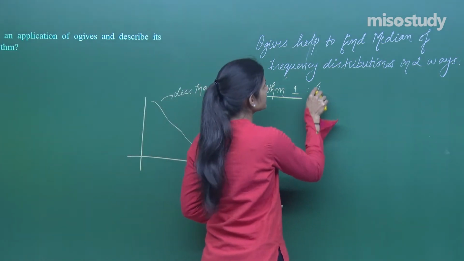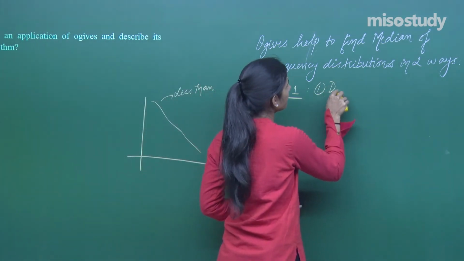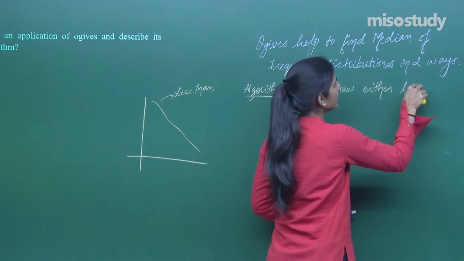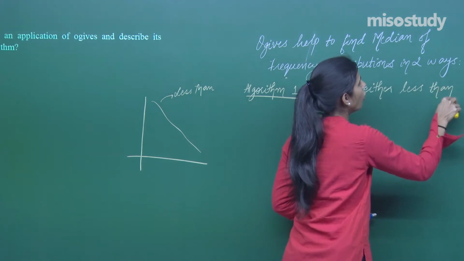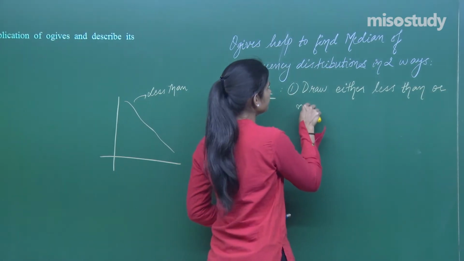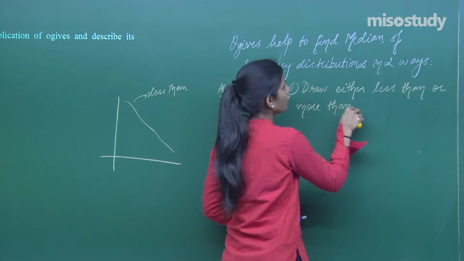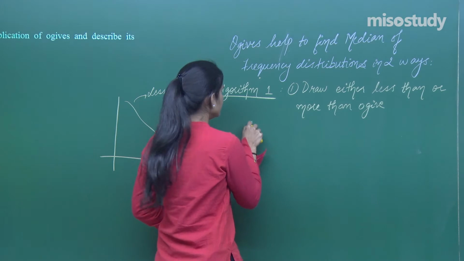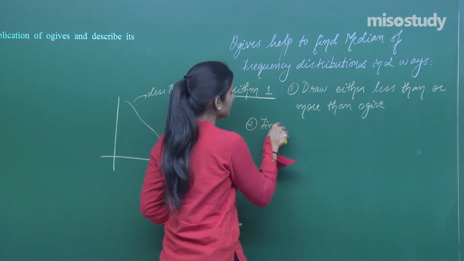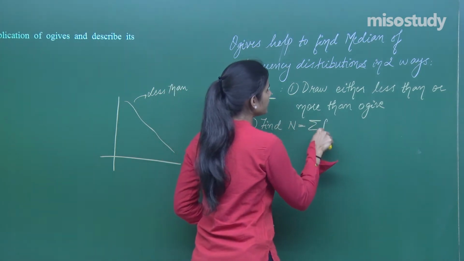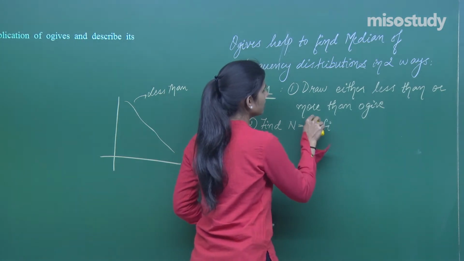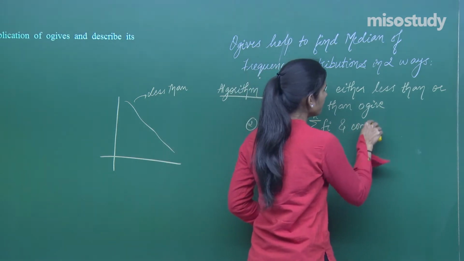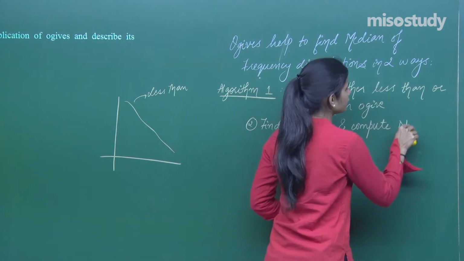So algorithm 1 says, first of all, step 1, draw either less than or more than ogive for the given frequency distribution. Okay, either of the two you have to draw. Second, find capital N, which is the sum of all frequencies, and compute N by 2.